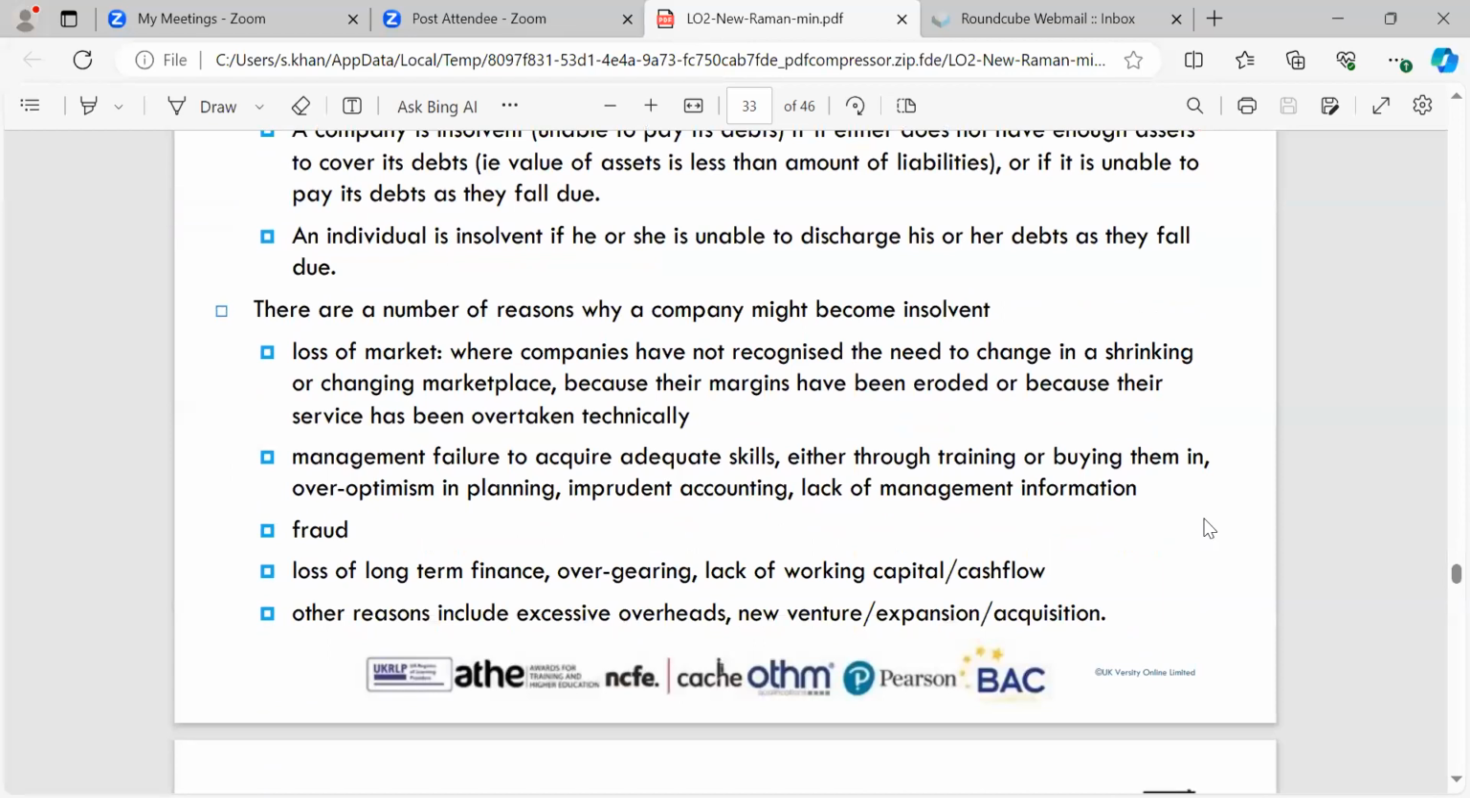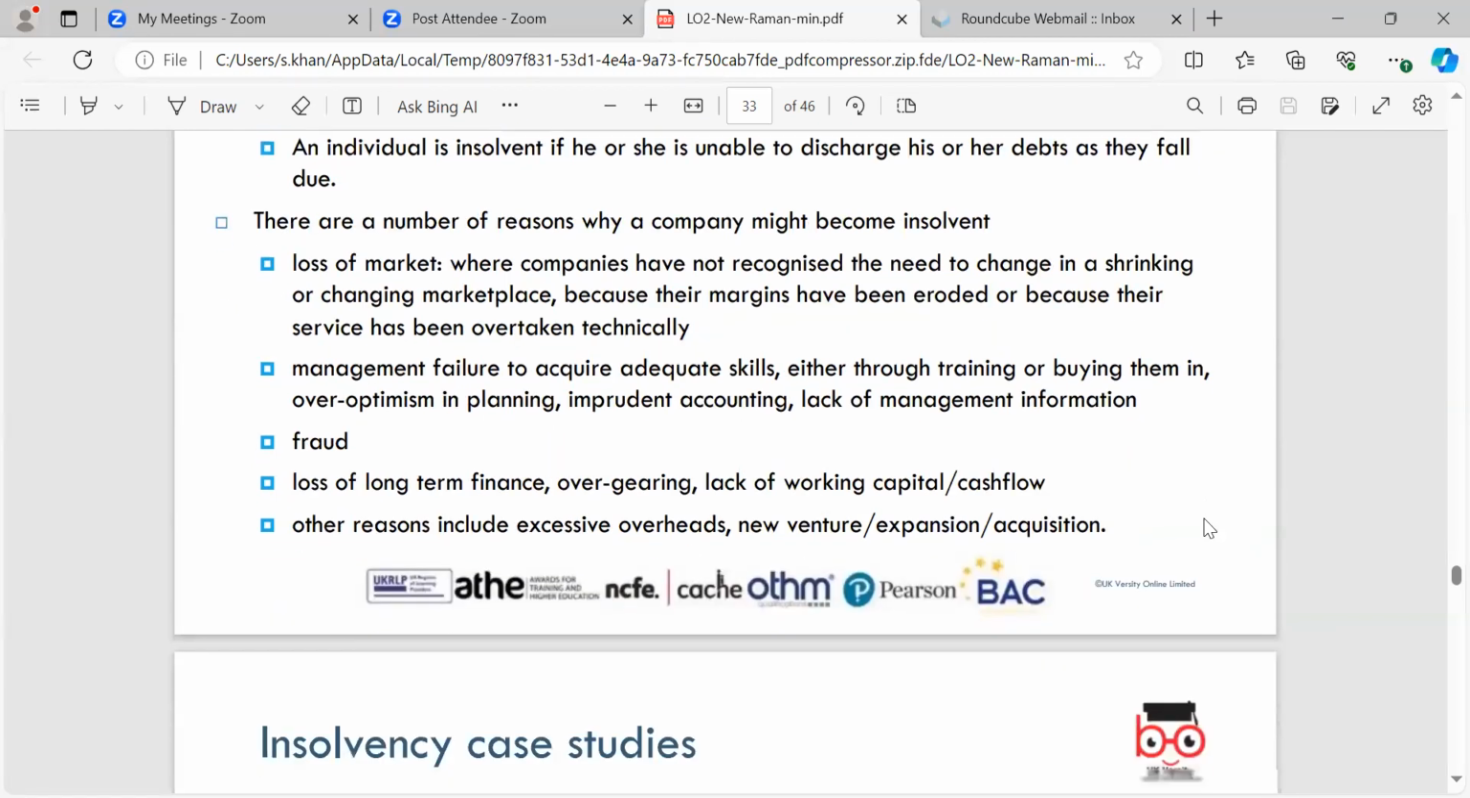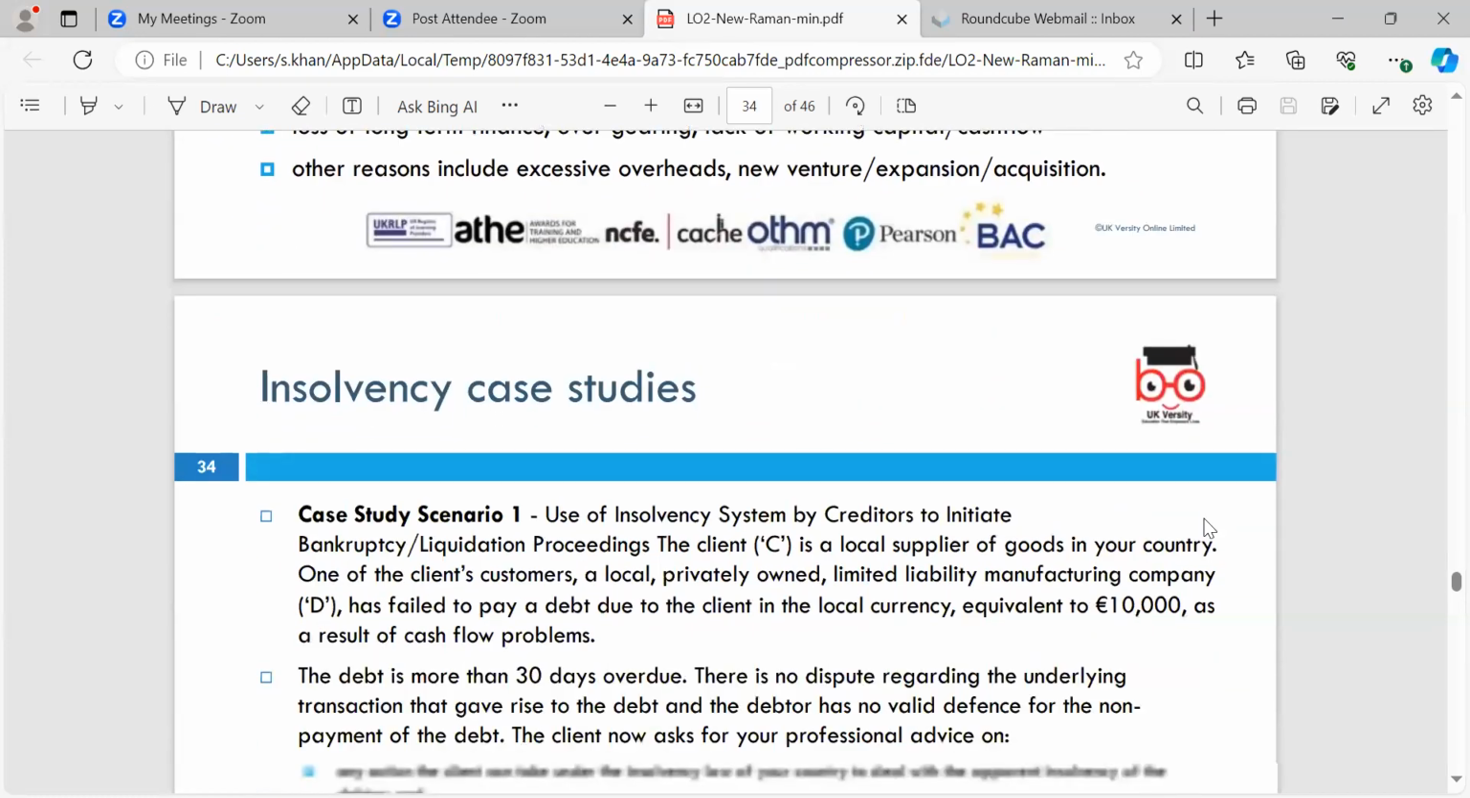Loss of the market, where the company has not recognised the need to change in a shrinking or changing marketplace because its margins have been eroded or because its service has been overtaken technically. Management failure to acquire adequate skills, even through training or buying them in. Over-optimism in planning, imprudent accounting, lack of management information. Fraud, loss of long-term finance. Other reasons including excessive overheads, new ventures, expansion or acquisitions.